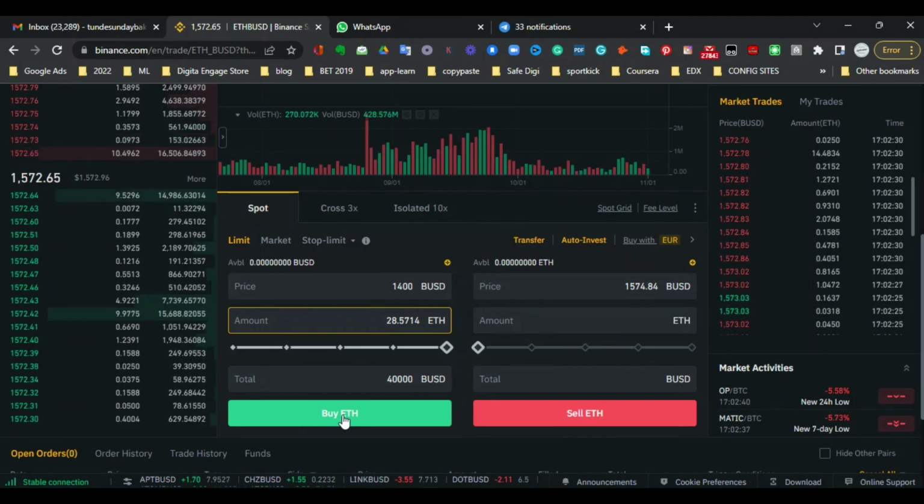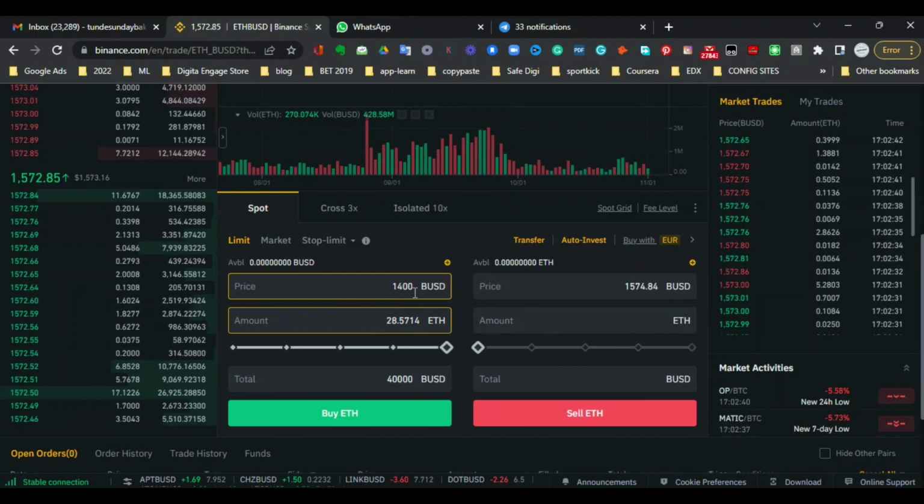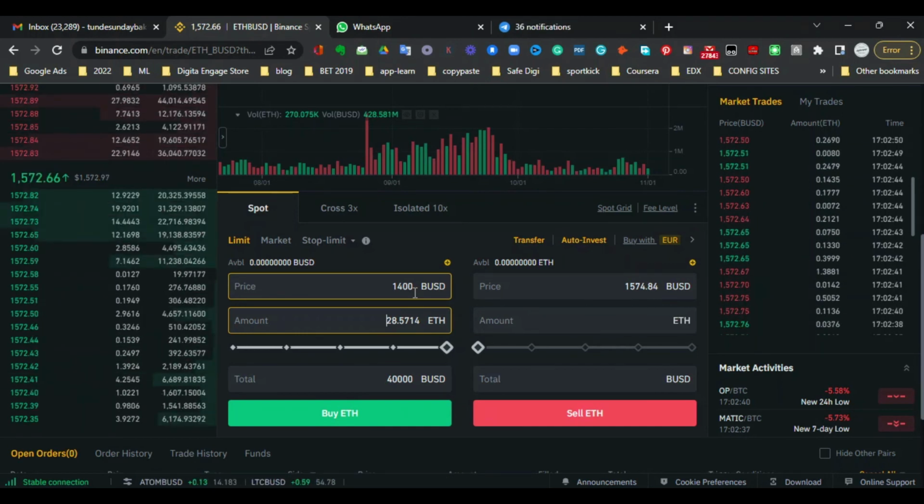So if I have sufficient funds now, easily I'll just click on buy Ether. So I have placed my buy limit order at 1,004 BUSD. So my order will be in the order book, waiting for the current price to hit 1,004, and boom, my order will be triggered. That is how to place a buy limit order.